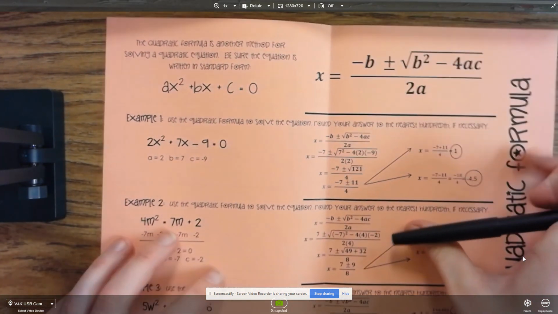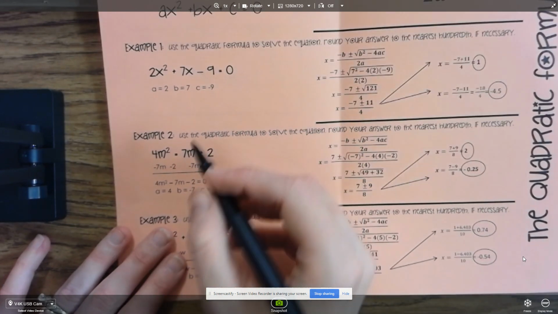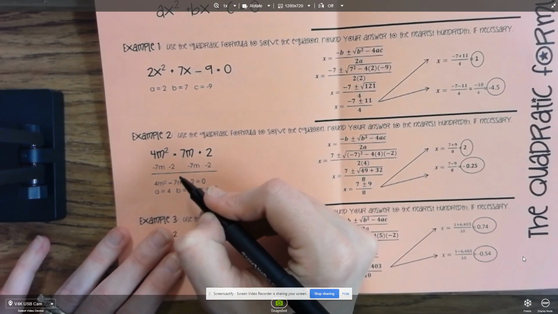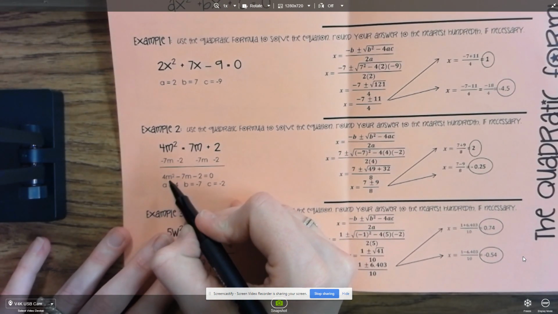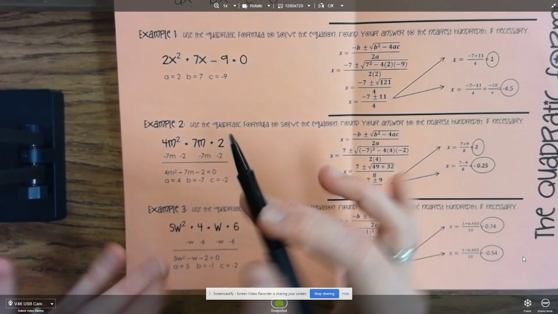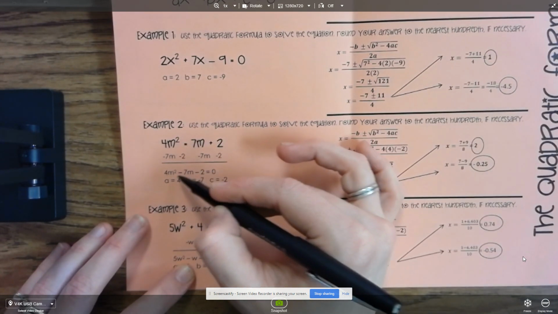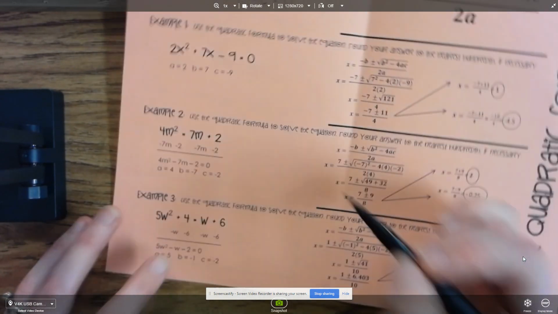So in example 2, I'm not in standard form. So I've got to move things around here. So I want to move the 7 and I want to move the 2. So that way I end up with 4m squared minus 7m minus 2 equals 0. And then I can pick out my letters. So a is 4, b would be a negative 7, and c would be a negative 2.